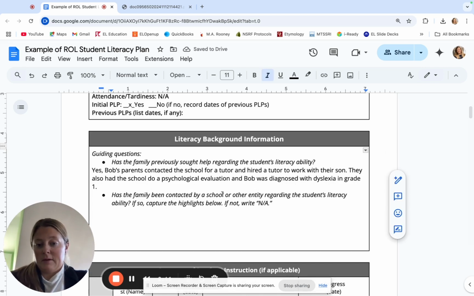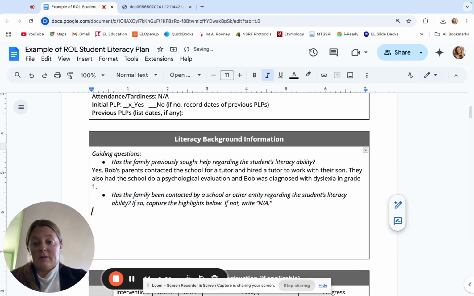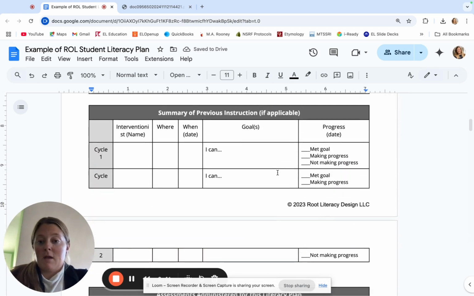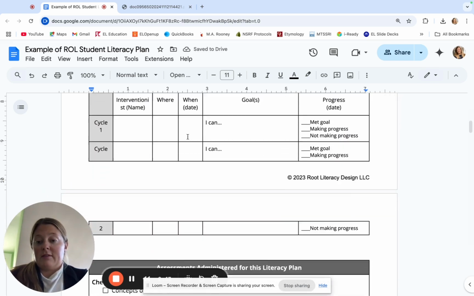Has the family been contacted by a school or other entity regarding the student's literacy ability? So as far as I know, the parents have taken the lead. A school has never contacted them, but they saw Bob was struggling very early on and took initiative to request the evaluation. So I'm just going to write NA. It's not applicable.